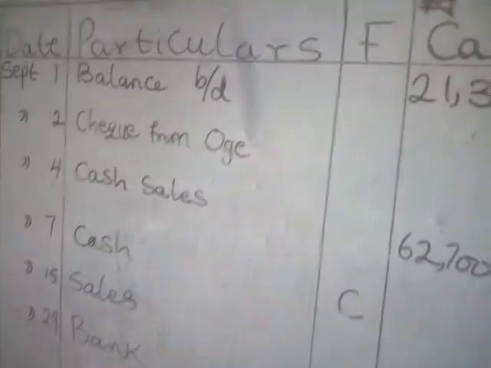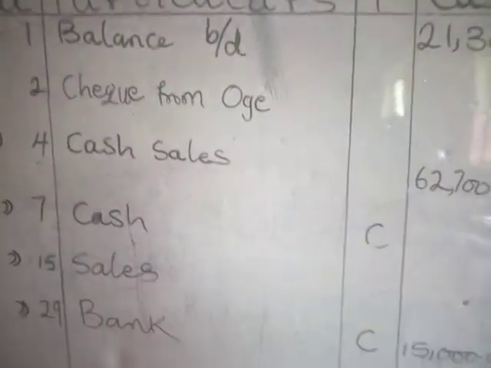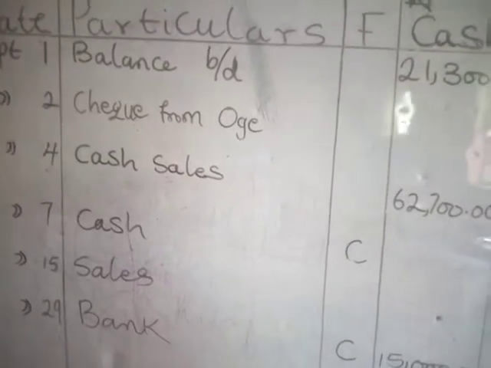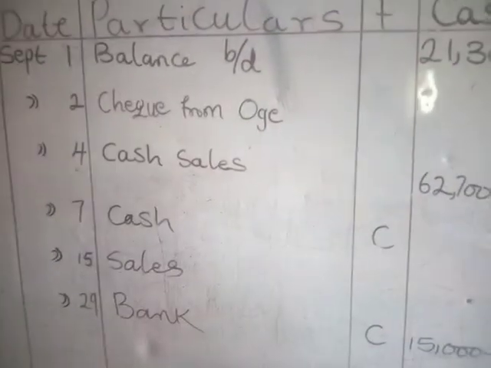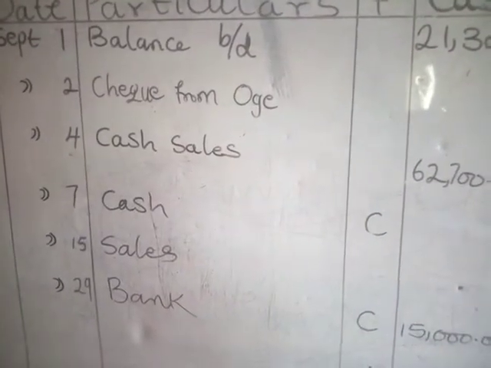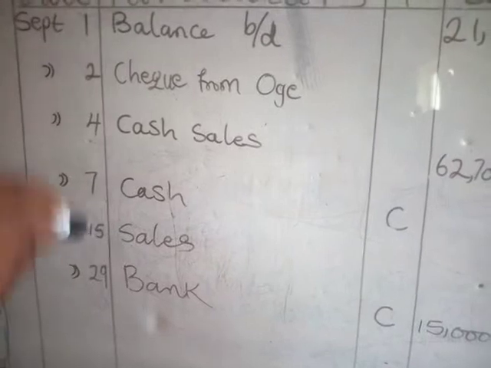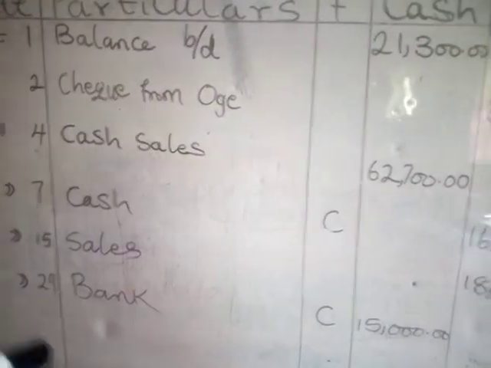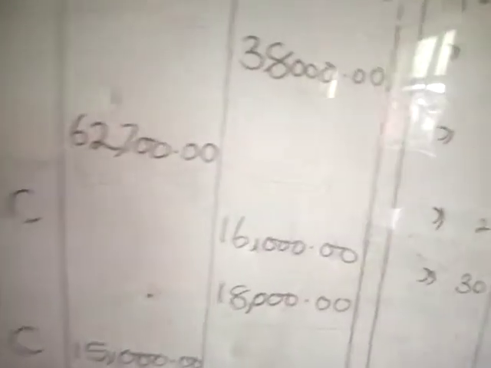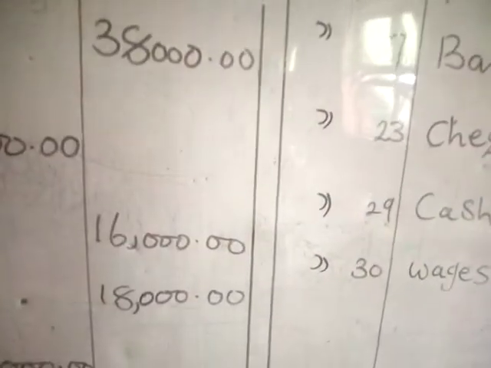On the 7th, we have bank cash. I told us earlier that bank cash is a contra entry because it's cash that the company paid into the bank. So it is a contra entry. You find out that you debit cash and it will be recorded under the bank column, and on the credit side you do what?